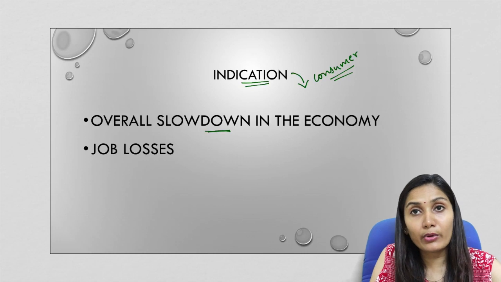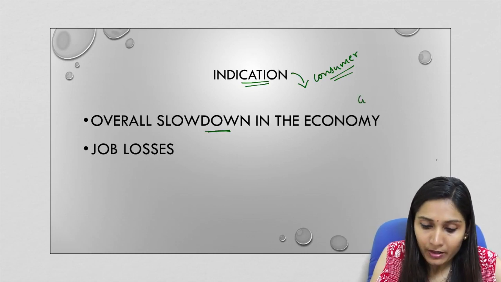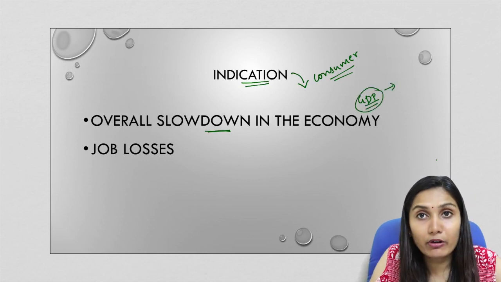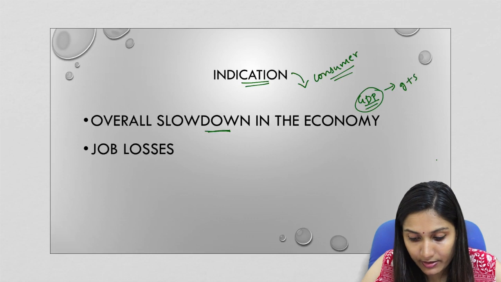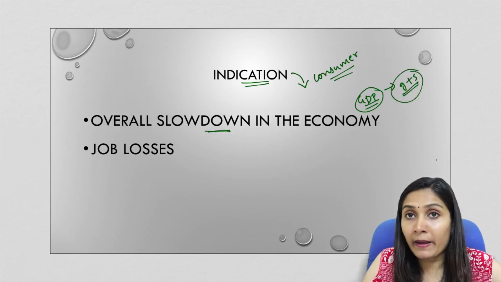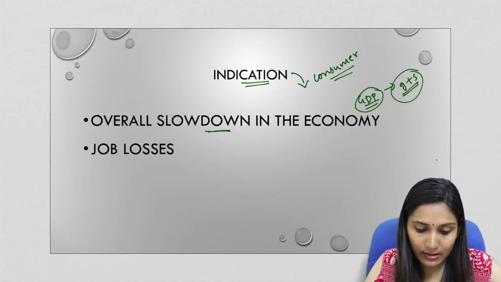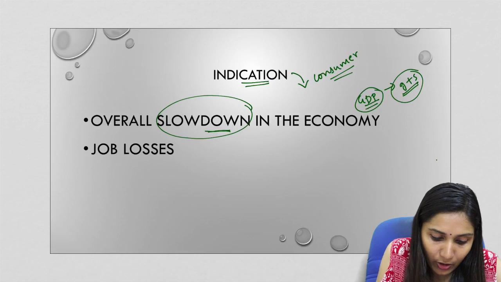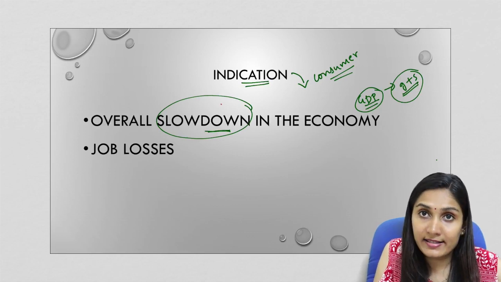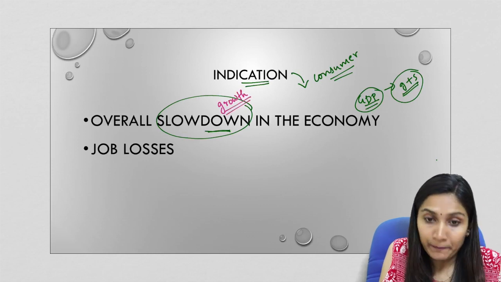Now, how is the slowdown in the economy calculated? This is on the basis of GDP. GDP is gross domestic product, and it is the monetary value of all the final goods and services produced in an economy in a financial year. It is based on output or production that the overall growth rate of an economy is determined. A slowdown in the economy means that the growth rate of the economy has slowed down or declined. So this slowdown is based on the growth rate of the economy.